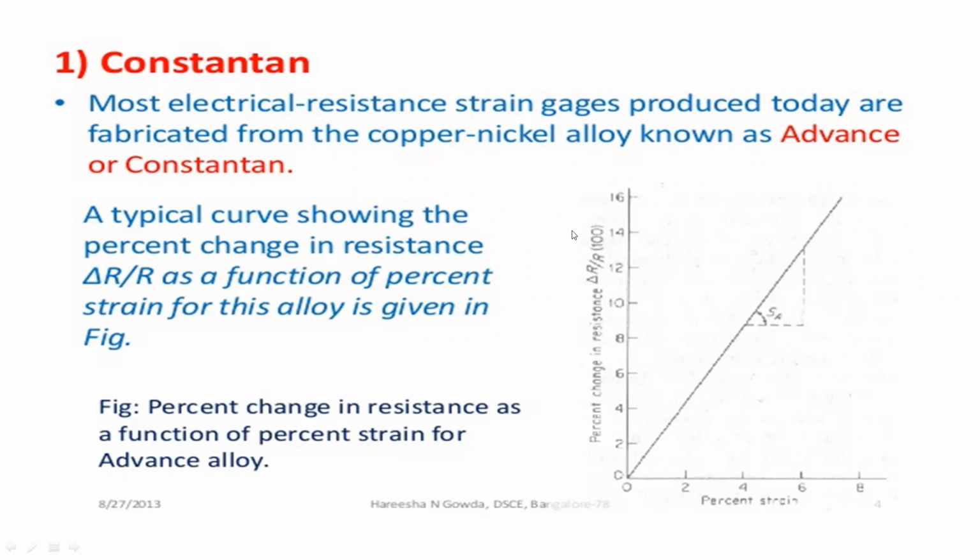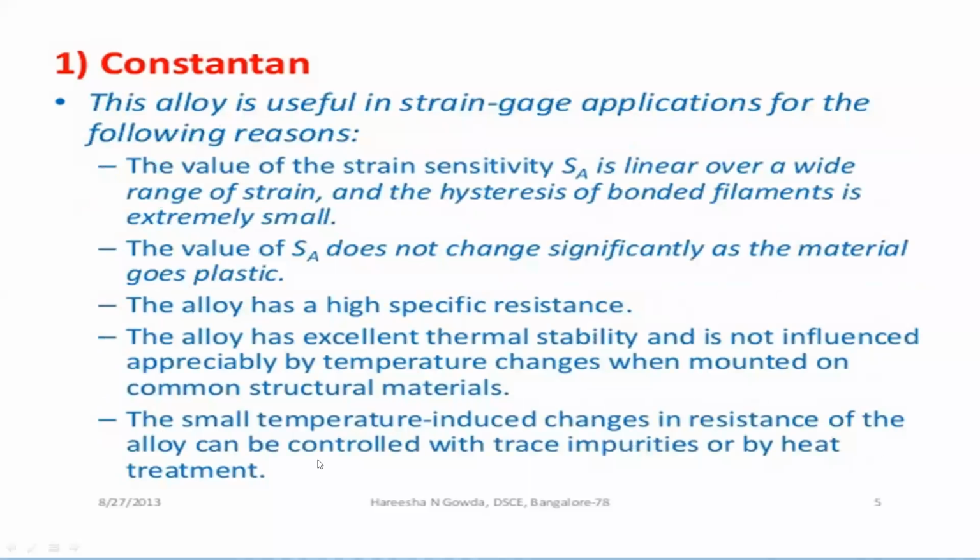Okay, so what is the figure? It is percentage change in resistance as a function of percentage strain for the advanced alloys. And next one, this constant alloy is useful in strain gauge applications for the following reasons. What are the different reasons? The value of the strain sensitivity SA is linear over a wide range of strain, and hysteresis of bonded filaments is extremely small. Only a small amount of filaments are used in the manufacturing of this type of strain gauges.